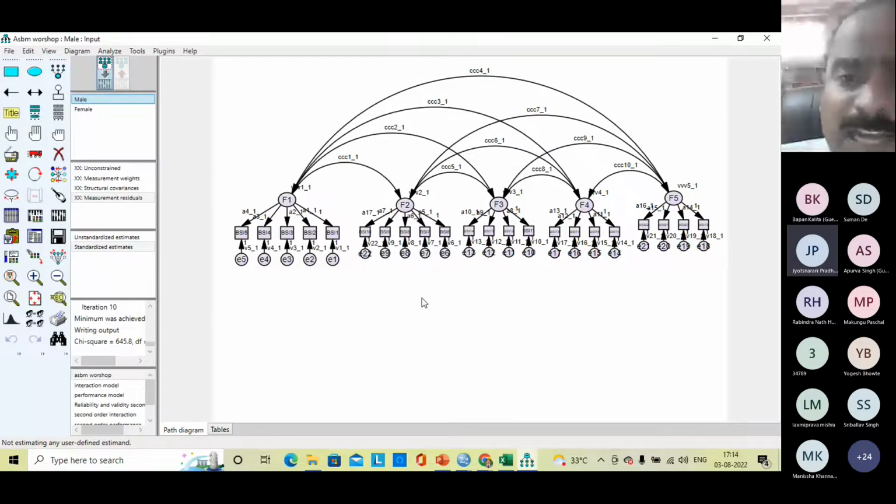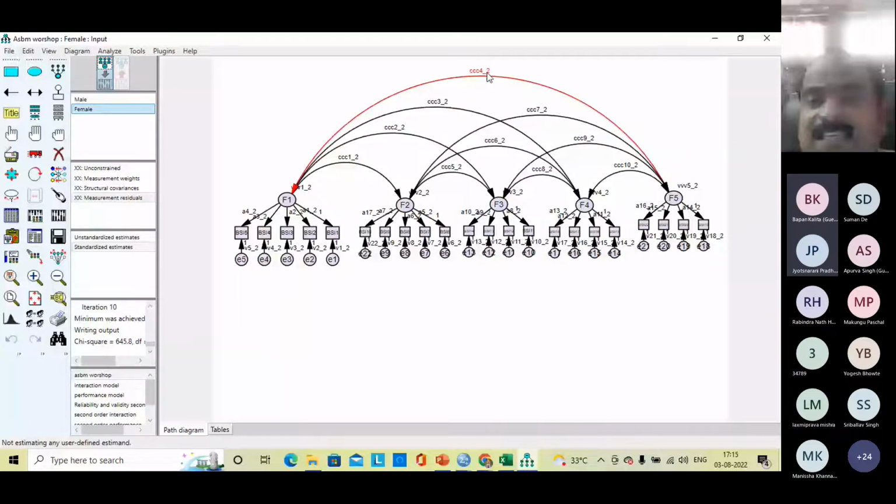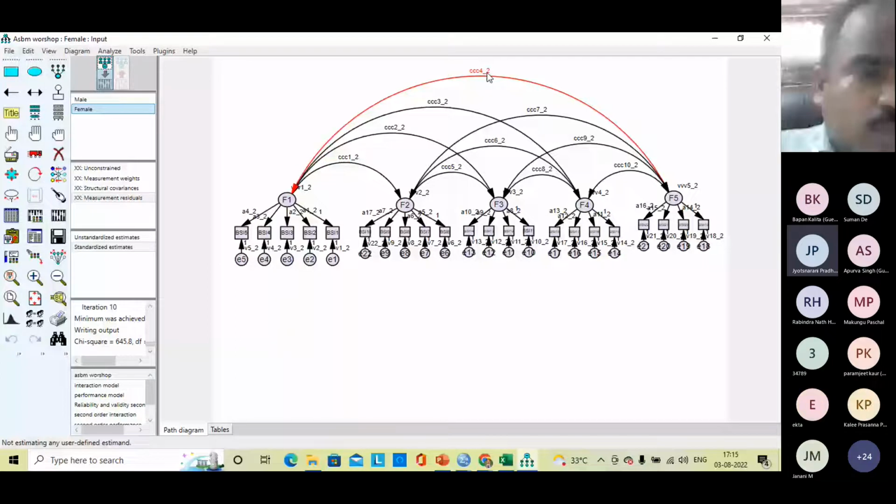Once you click OK, automatically these constraints will appear for you, the same way but differently for male and female. Look at here, it is written CCC 4_1. 4_1 means fourth covariance for the male. If you go to the left hand side and click on female, see what is written, 4_2. All of you clear? Is it clear till now?